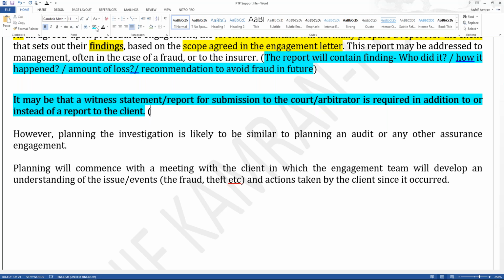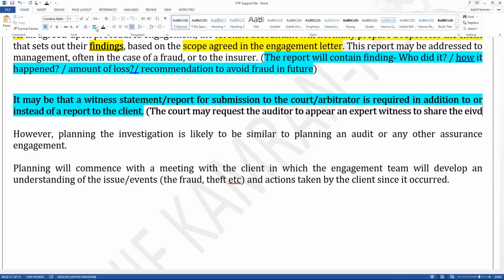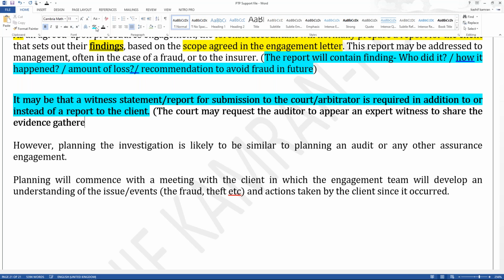So the court may request the auditor to appear as a witness, as an expert witness, to share the evidence gathered. Is that clear to everyone? So can the auditor be requested to appear in the court as an expert witness because he gathered the evidence on who did it, how it happened, and the amount of loss, right? So do you believe that expert witness is an important area of forensic investigation?